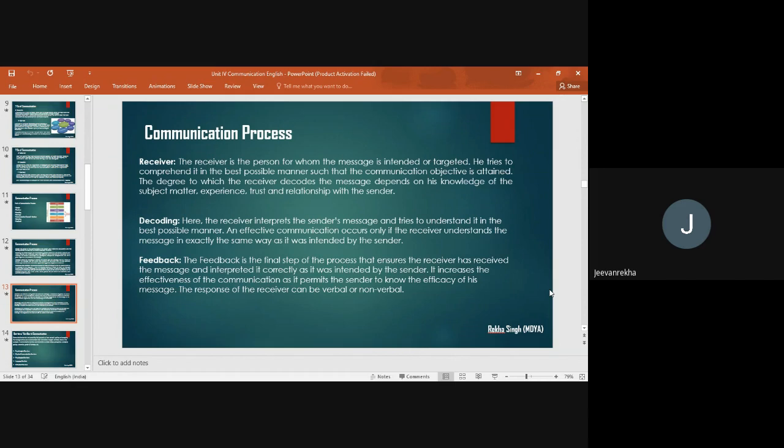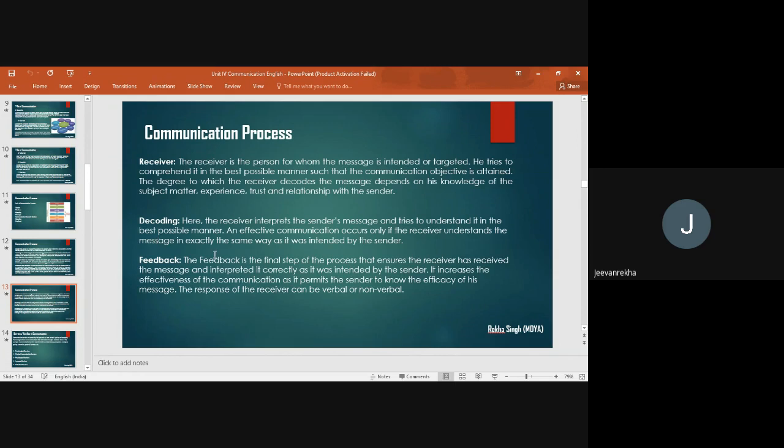It will be a powerful weapon to transfer the message or to receive the message, decode the message, or encode the message. It means the relation should be complete, clear, and understanding to understand the message. Right? It all depends on your knowledge, trust, and relationship with the sender. Getting my point? Yes or no? Yes, ma'am.